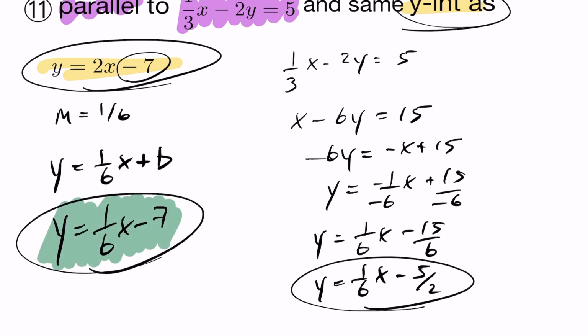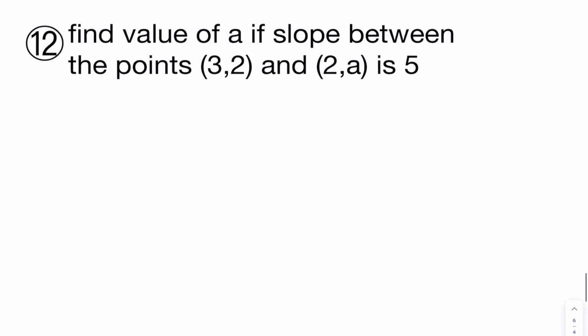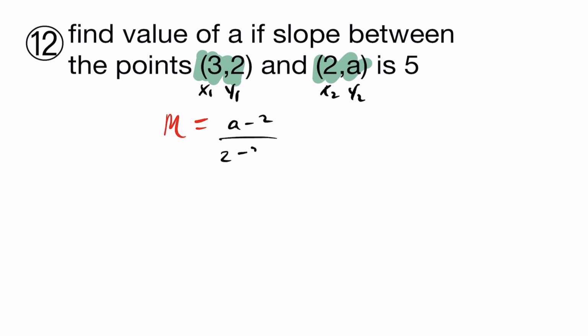All right, let's take a look at the final problem. For the final problem here, they want you to find the value of a if the slope between the 2 points is 5. So they kind of flip the idea on you. You're given 2 points, and you know the slope is 5. So for the slope equation, again, I can label this in any order I want. I'll label this x1, y1. I'll label this x2, y2. So this becomes a minus 2 over 2 minus 3, in which case I know that the slope is 5.